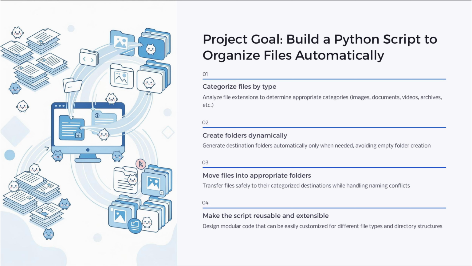solutions. Our project aims to build a Python script that categorizes files by type, analyzing extensions to determine categories like images, documents, and videos. It dynamically creates folders only when needed, avoiding empty ones, and safely moves files while handling naming conflicts. The script is designed to be reusable and extensible for various file types and structures.